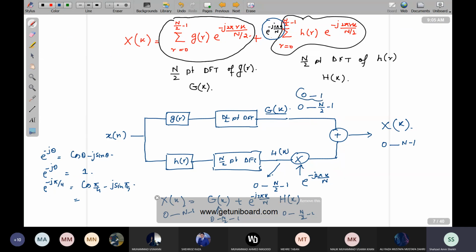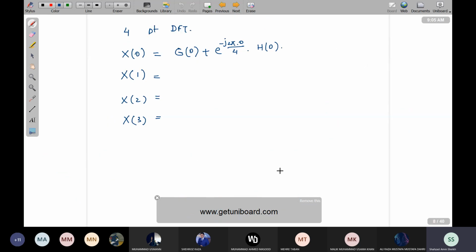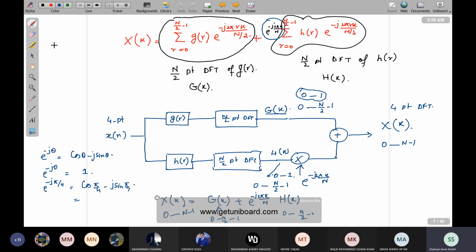It is 0 to 1 for a 4 point DFT. If this is a 4 point sequence, then that would be a 4 point DFT. That is H of k जो है ये भी 0 से 1 तक है। अब आते हैं यहाँ, so G of 0 is present, H of 0 is present, G of 1 plus e raised to power minus j 2 pi 1 divided by 4 H of 1, that is present. Now this demands G of 2. Do we have G of 2?